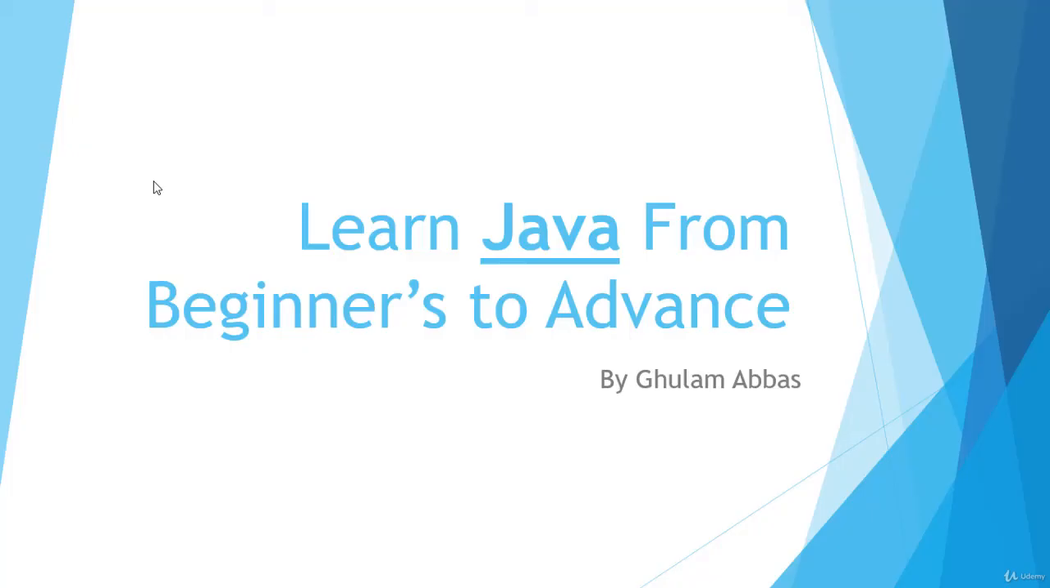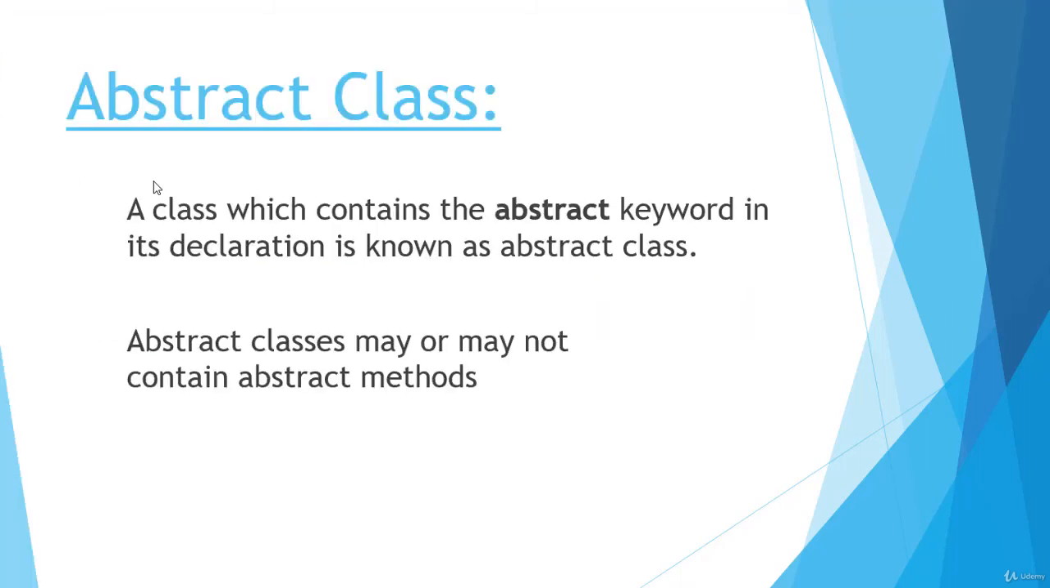Hello and welcome back to this course. Today in this video, we are going to discuss abstract classes. A class which contains the abstract keyword in its declaration is known as an abstract class. An abstract class may or may not contain abstract methods.